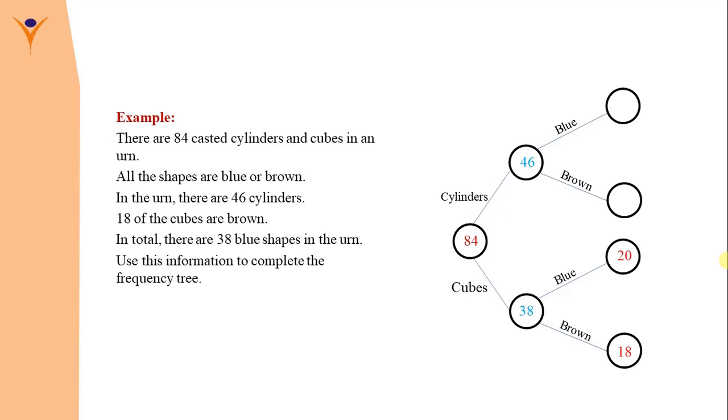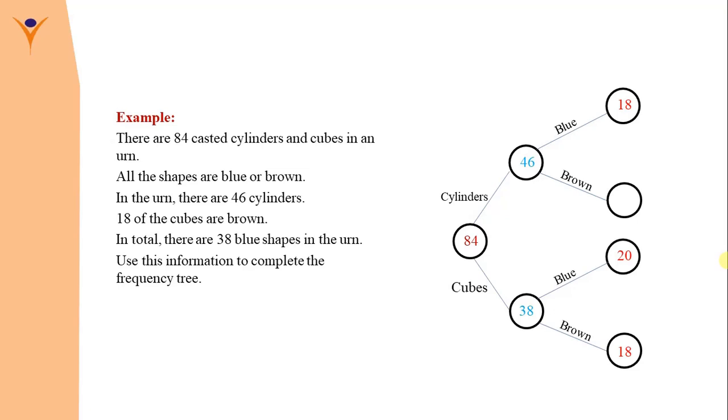Now, it says in total, there are 38 blue shapes in the urn. 38 blue. So if we go check for the blue, here we have blue up there and blue here at the bottom. Now the ones here at the bottom for cubes are 20 in number. So we take 20 away from the 38 we're given in the question. That gives us the remaining blue, which would be blue cylinders. So 18 blue cylinders.